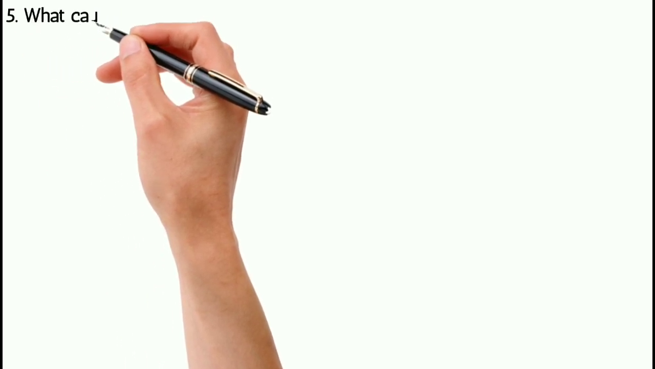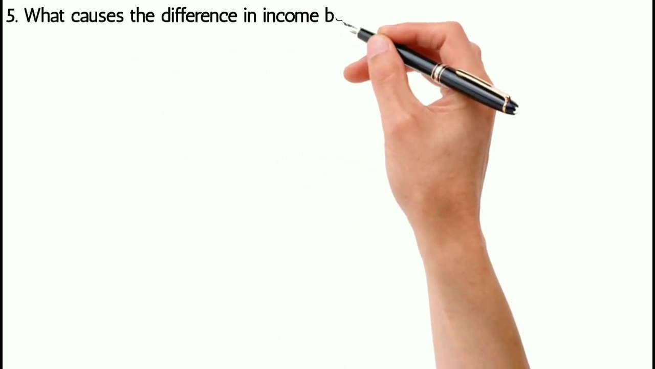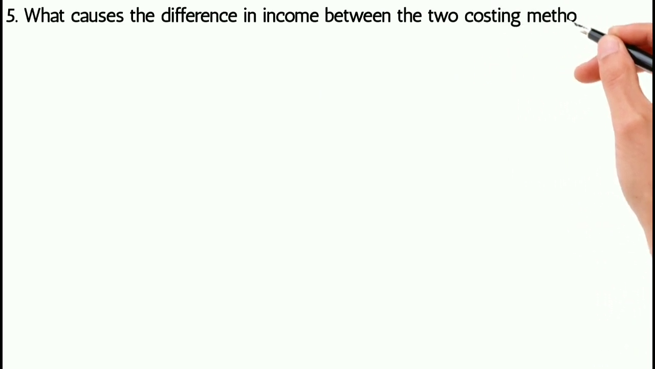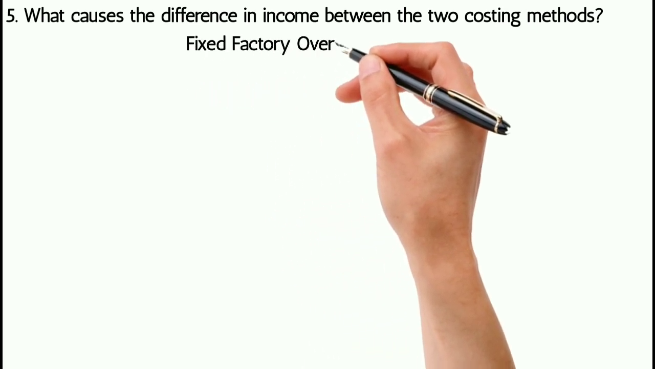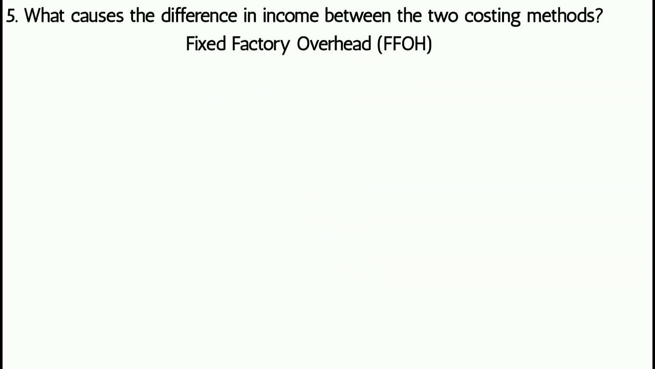Last requirement, what causes the difference in income between the two costing methods? Of course, the cause of the difference in income between the absorption costing and variable costing is the fixed factory overhead. Recall na ang treatment sa fixed factory overhead under the absorption costing is product cost. Pero sa variable costing, ang fixed factory overhead ay period cost.